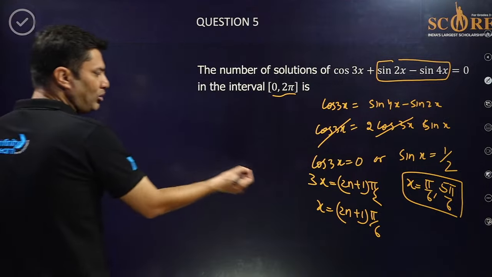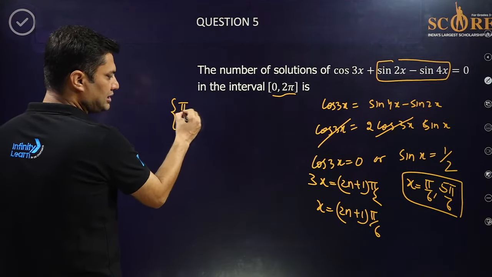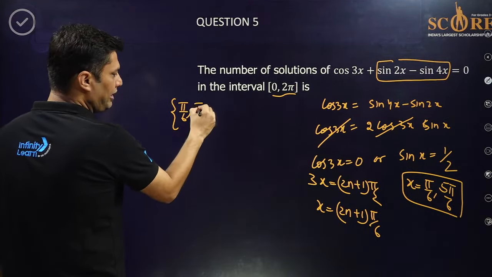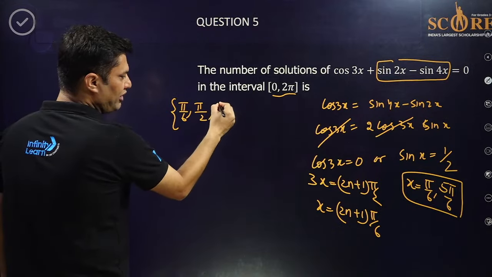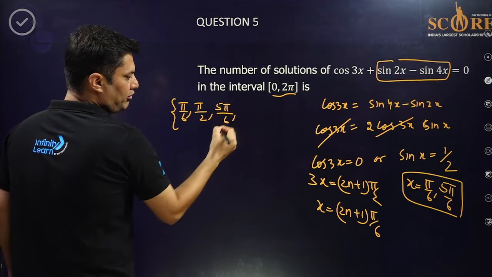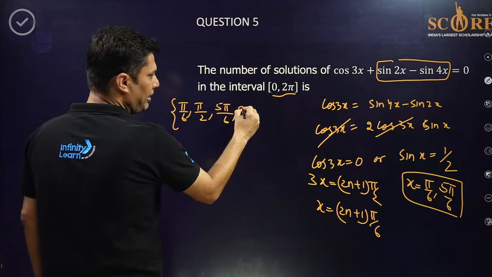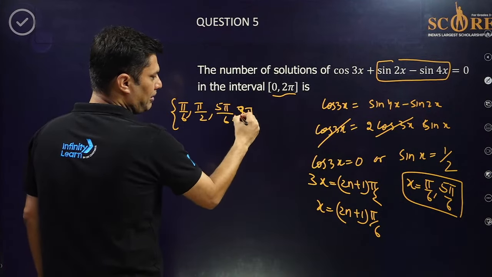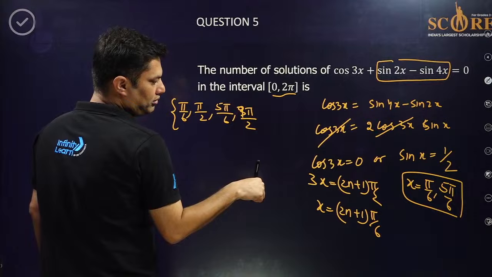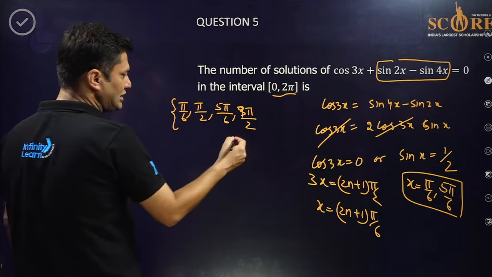So let's find, if you put n equal to 0, the solution is pi by 6. If you put 1, it is pi by 2. If you put 2, it's 5 pi by 6. If you put 3, it's 7 pi by 6, sorry. If you put 4, it's 3 pi by 2.